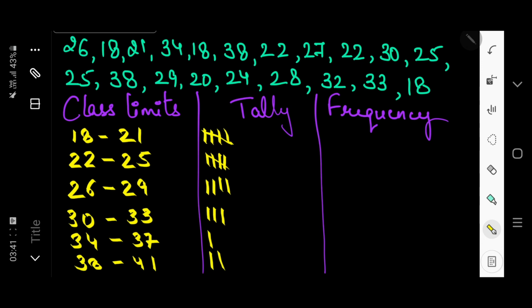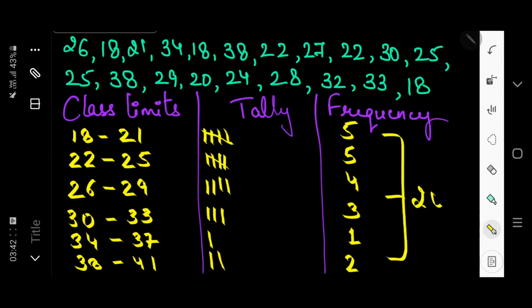Now we will write the frequency of these class limits. By counting the tally marks, we will write the frequencies, which will be 5, then again 5, 4, 3, 1 and 2. And we can also calculate the total frequency. The total frequency is 5 plus 5 plus 4 plus 3 plus 1 plus 2. We will just add these values and we get the total frequency, which is 20.